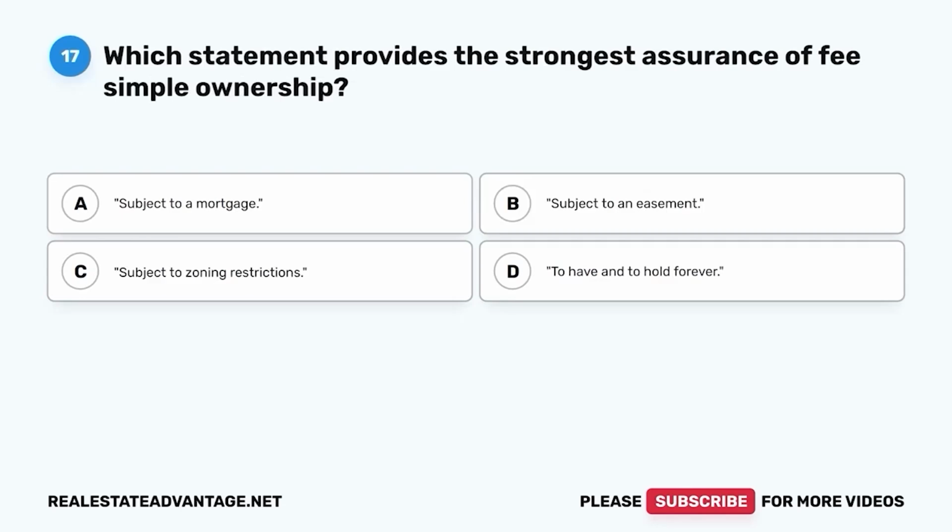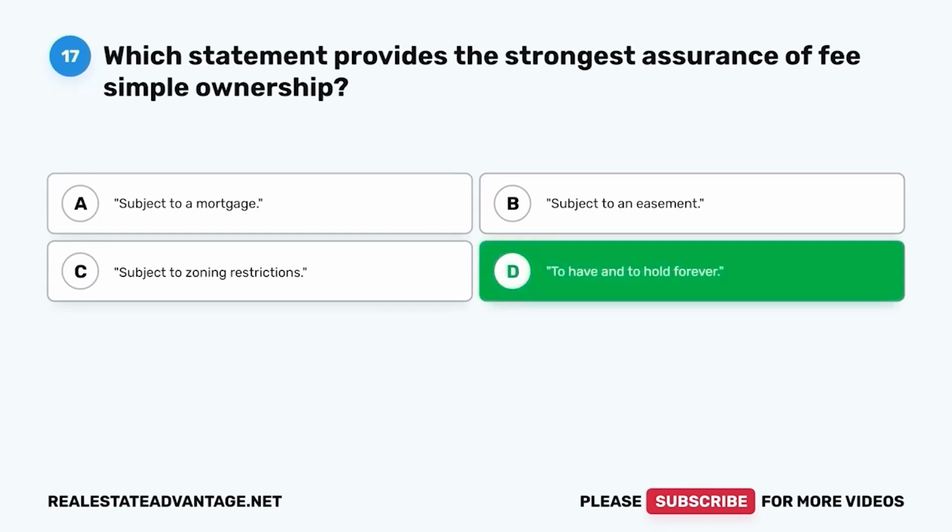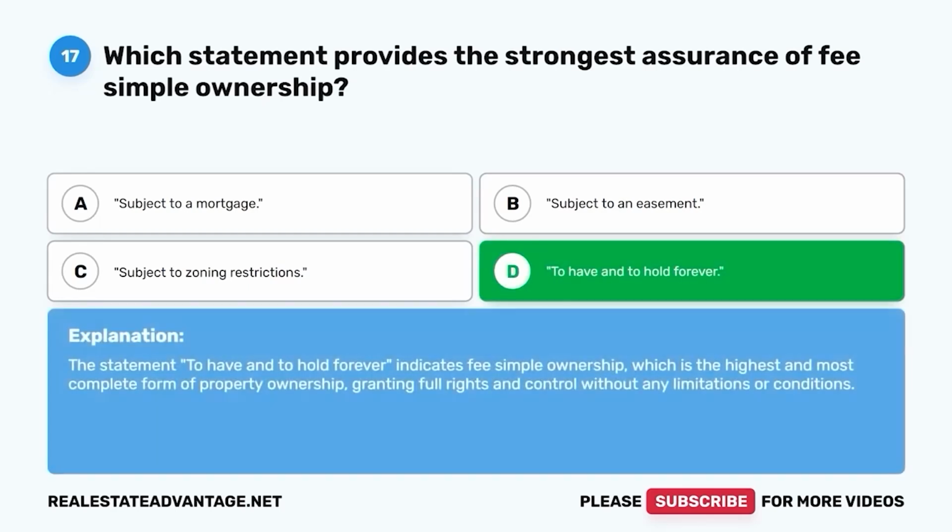Question 17. Which statement provides the strongest assurance of fee simple ownership? A. Subject to a mortgage. B. Subject to an easement. C. Subject to zoning restrictions. D. To have and to hold forever. The correct answer is D. To have and to hold forever. The statement, to have and to hold forever, indicates fee simple ownership, which is the highest and most complete form of property ownership, granting full rights and control without any limitations or conditions.